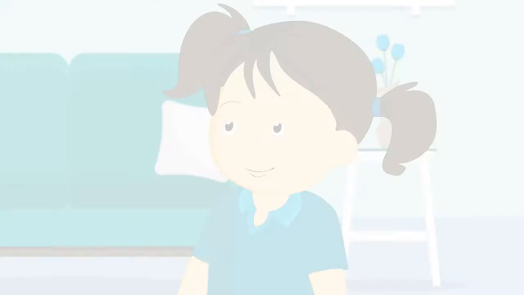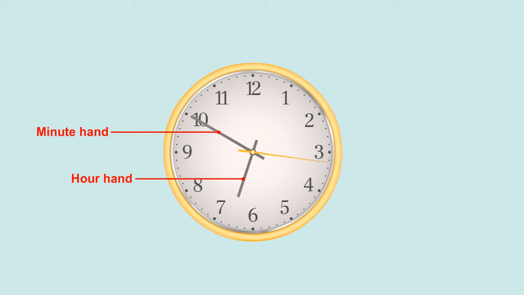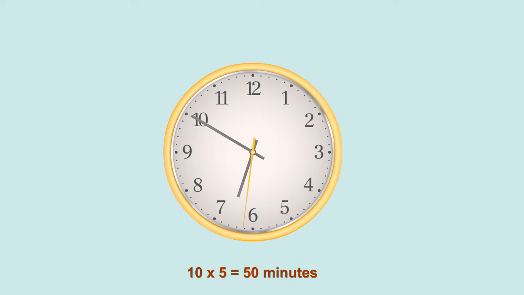I get this. Can you read the time here? Yes. The hour hand is beyond 2 and the minute hand is at 4, showing 4 times 5, which is equal to 20 minutes. Therefore, the time is 2:20. Very good. Now, what is the time by the clock? The hour hand is beyond 6 and the minute hand is at 10, showing 10 times 5, which is equal to 50 minutes. Therefore, the time is 6:50.